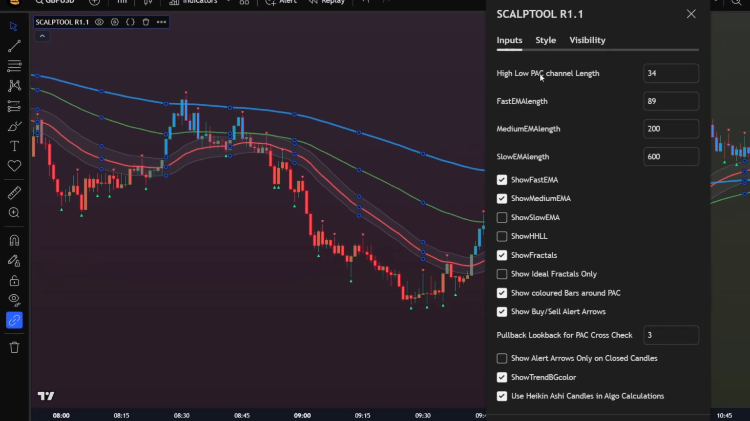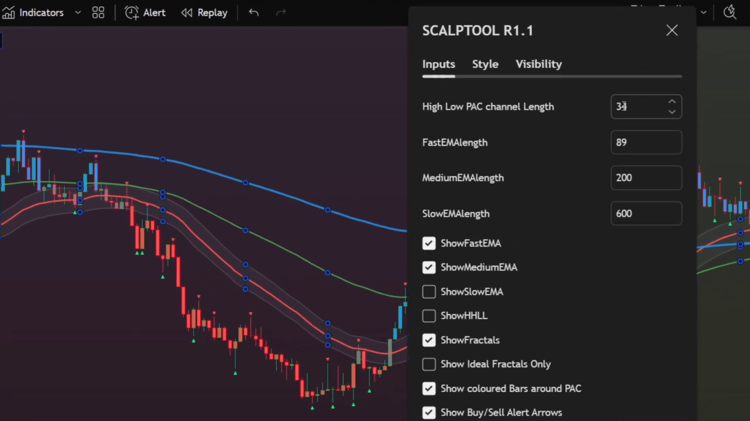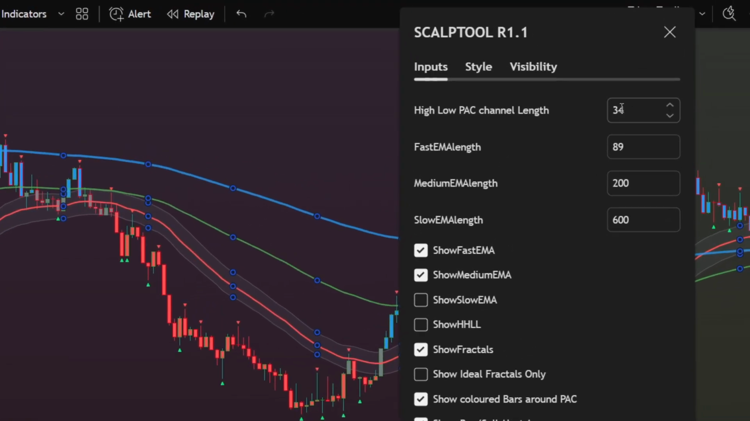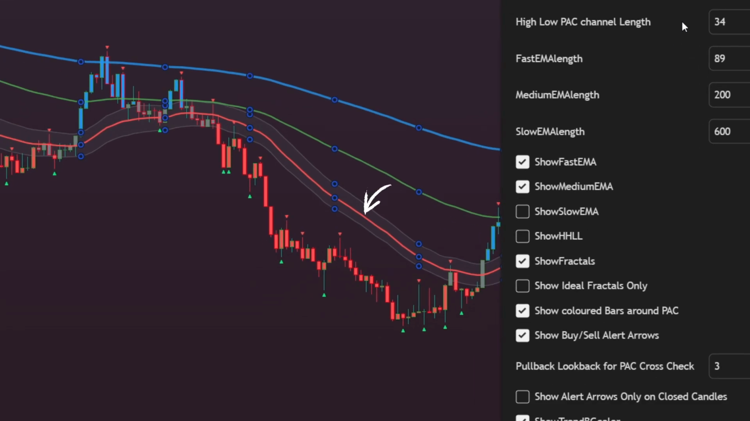First, we have the price action channel, shown with a red midline and two bands, upper and lower band. This channel is built based on an exponential moving average, EMA, with a length of 34, calculated based on close, high, and low. The red center line is the 34 EMA based on the closing price, the upper band is the 34 EMA of the high, and the lower band is the 34 EMA of the low.